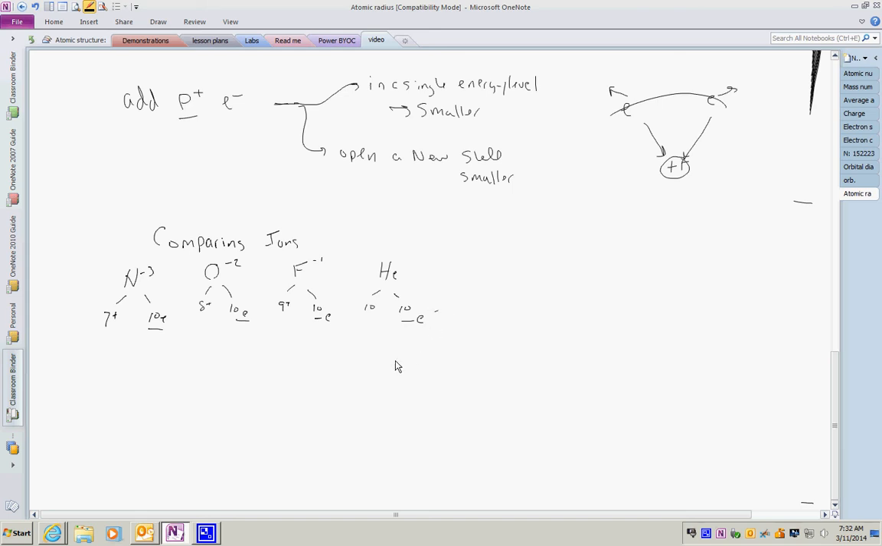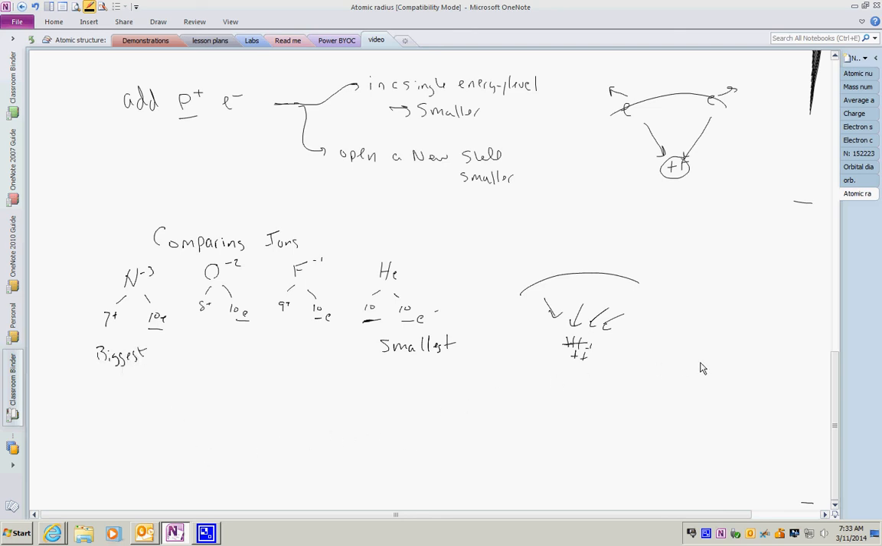Now we have to base this purely off of Coulomb's law and the fact that a larger positive charge over the same distance is going to cause it to pull in tighter. Same distance being the same energy level. We haven't drastically changed that. This is the smallest. This is the biggest.